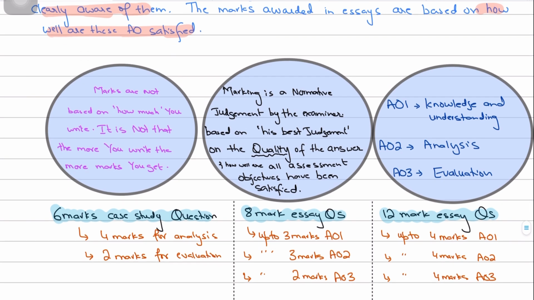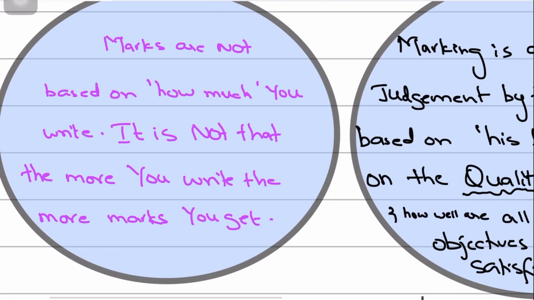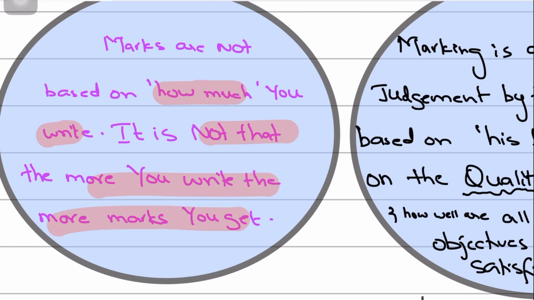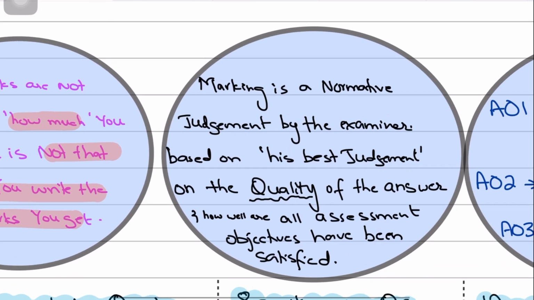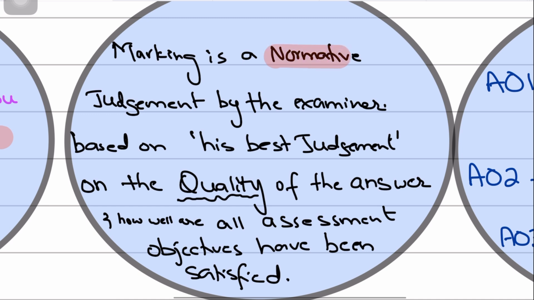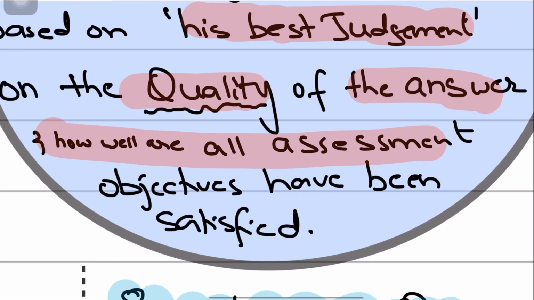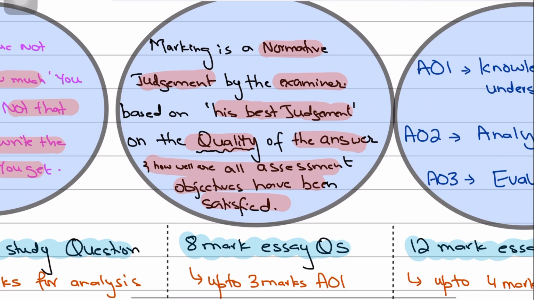So remember, I'm going to repeat what I just said: marks are not awarded on the basis of how much you are writing. It is not that the more you write, the more marks you get. Remember that, right? And also you need to remember that marking is a normative judgment by the examiner. And I'll prove that to you later on in my coming videos. I'll make sure that I post them before the exam, that marking is a normative judgment by the examiner, which is the examiner's best judgment, based on the quality of the answer, and also based on how well all the assessment objectives have been satisfied by the student, right?